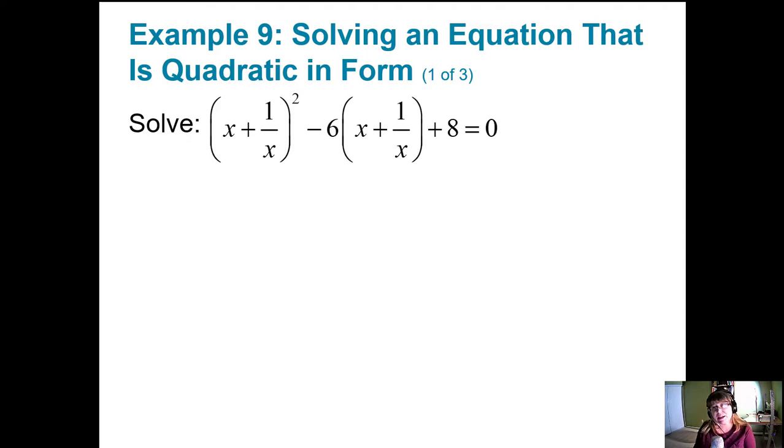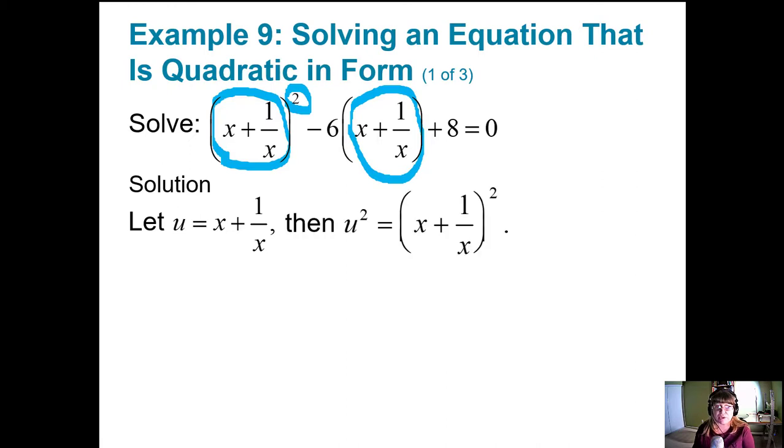Let's take a look at another example where I think this u substitution technique will really help us. This problem looks extremely scary: x plus 1 over x, all squared, minus 6 times this x plus 1 over x, plus 8 equals 0. But as it turns out, this x plus 1 over x is being squared. And if I replace this x plus 1 over x with a u, it will look like u squared minus 6u plus 8, which is completely more manageable.